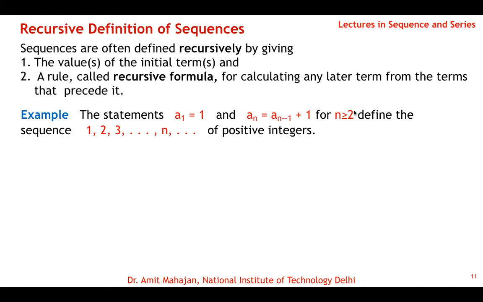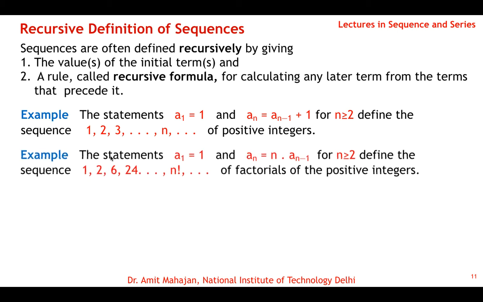So for n equal to 2, we have a2 equals a1 plus 1, and because a1 is known, we will get a2. Then for n equal to 3, a3 is a2 plus 1, and because a2 is calculated, we can calculate a3, and so on. If you start plugging in n = 2, 3, 4, 5, and so on, we'll get the actual sequence, which is 1, 2, 3, and so on, of positive integers.